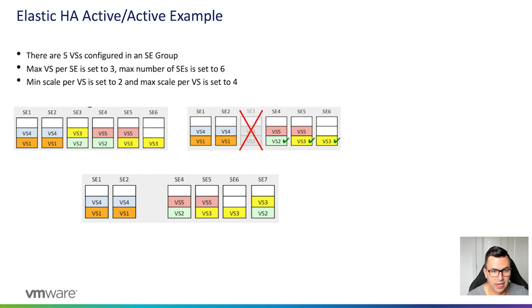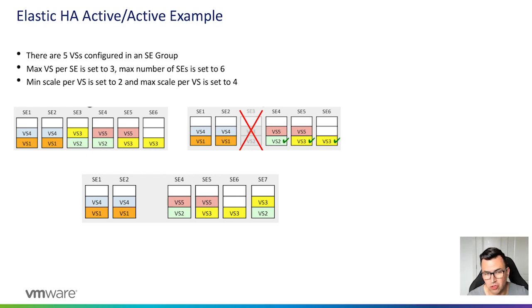So on the left-hand side, we have the initial configuration for the service engines. And we have VS3 that is placed on 3 service engines. All the other virtual services are placed in 2. Now, if we lose SE3, what's going to happen? We already have VS3 running in 2 and VS2 running on a couple of service engines. So there's no impact, right? They continue to run perfectly fine.